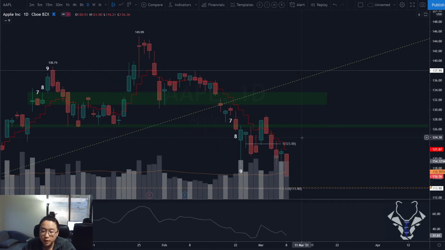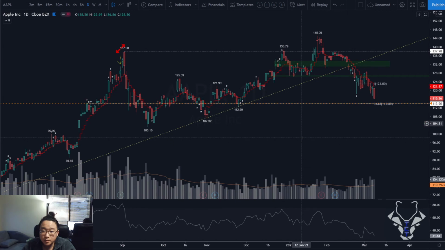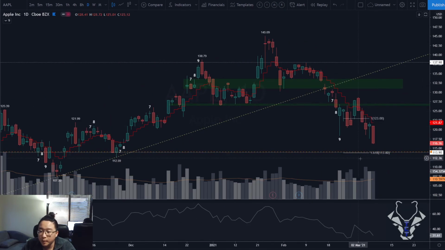So making new lows today on Apple. I have an alert set at 113.90. That is going to be around that 1 to 1.618 extension. Could be an ideal entry. Bottom fish play, easy stop with the support right underneath at 113.90. 1 to 1.618 is at 113.80.